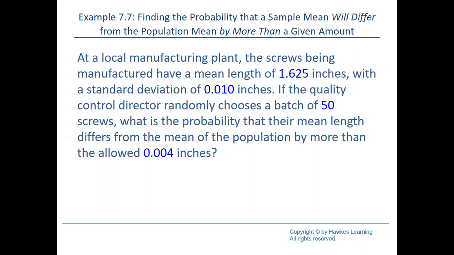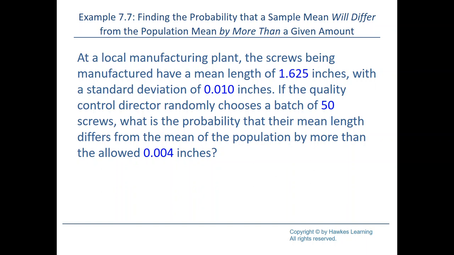Let's try another problem. At a local manufacturing plant, the screws being manufactured have a mean length of 1.625 inches with a standard deviation of 0.01 inches. Now, the quality controller randomly chooses a batch of 50 screws. What is the probability that their mean length differs from the mean of the population by more than 0.004 inches? Now, this one's a little bit different. Very similar to the last one we did, but just slightly different.